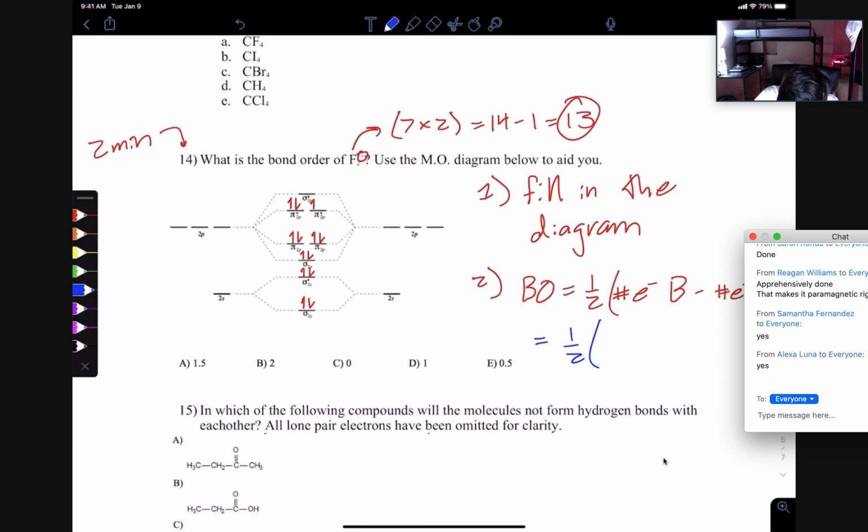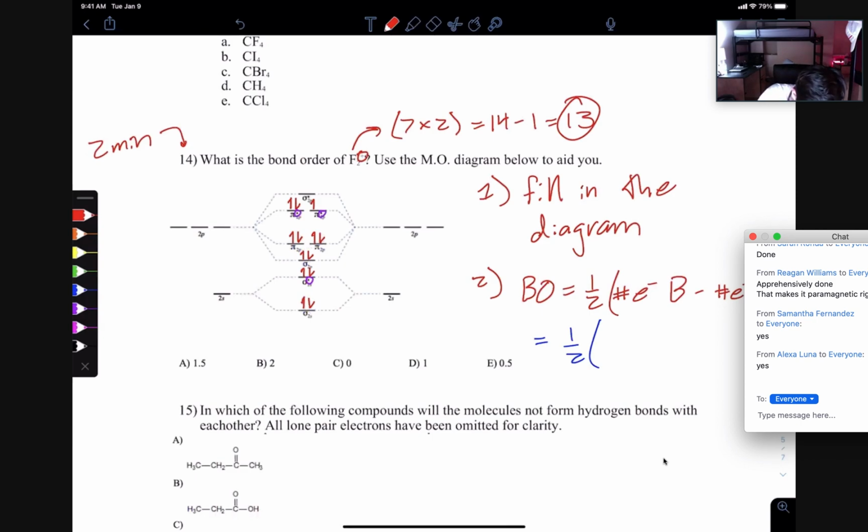This is a bit hard to read, but just know that anytime there's an asterisk there, and there, that asterisk represents an anti-bonding orbital, okay? So the asterisk is anti-bonding. If there's not an asterisk, then it's a bonding orbital. So first, count up the number of electrons in the bonding orbital. 1, 2, 3, 4, 5, 6, 7, 8. Okay, so we have 8 of them.